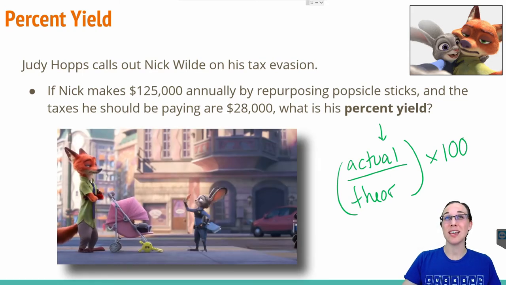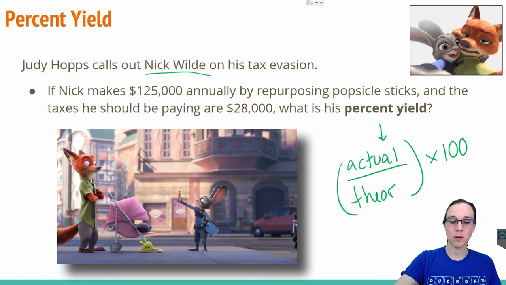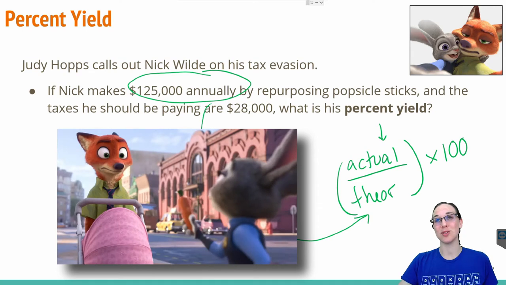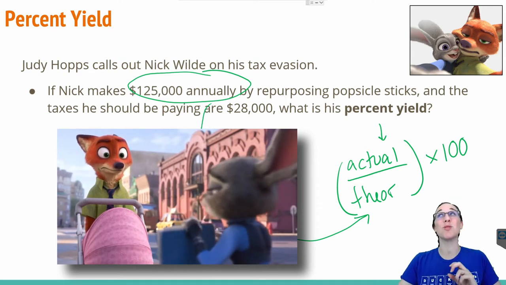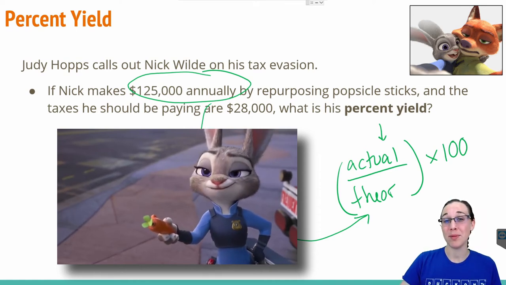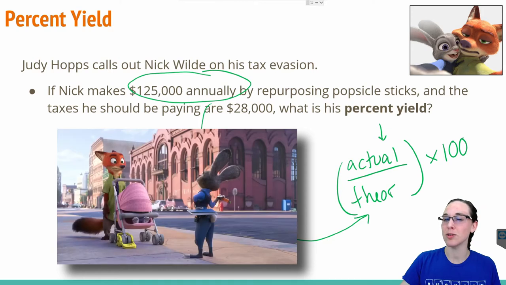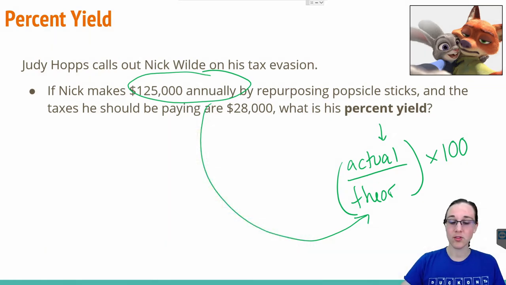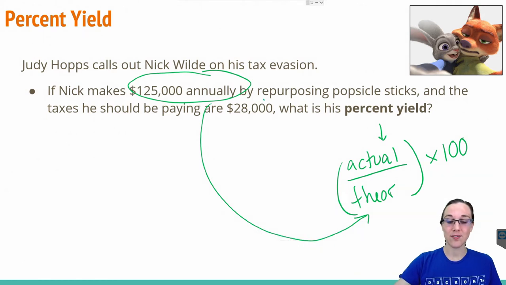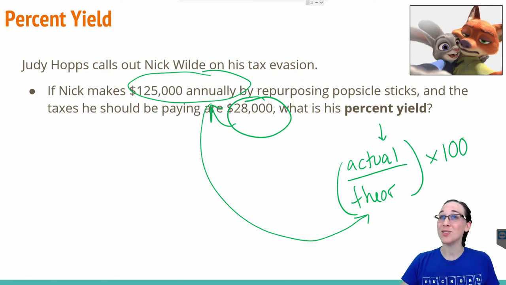So what we need to do is say, okay, well, theoretically, he should be bringing home $125,000 annually, which he made from popsicle sticks because he wasn't paying his taxes, but in this problem, we're assuming that he's going to pay his taxes. So, especially now that the bunny rabbit called him out on the tax evasion, he doesn't want to go to fox jail for not paying taxes. So what we're going to do is plug in 125,000 as our theoretical denominator, and our actual is this value, what he should be paying, subtracted out of his total amount, because those are the taxes he should be paying, therefore he shouldn't be taking it home in his paycheck.